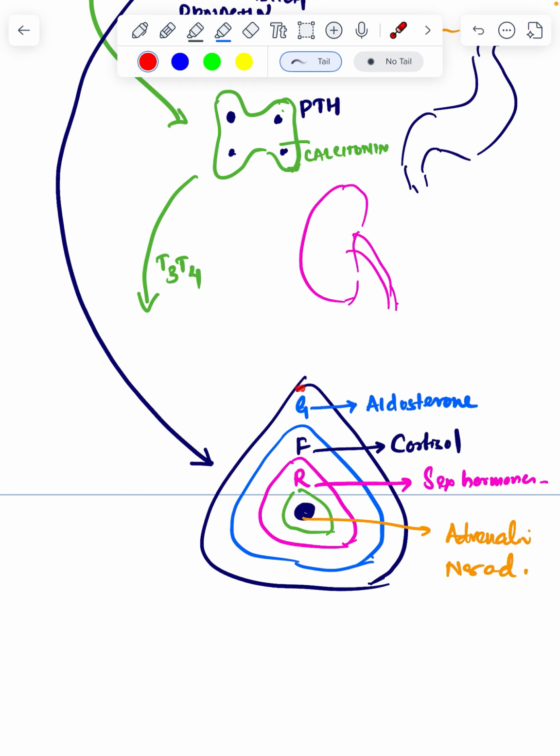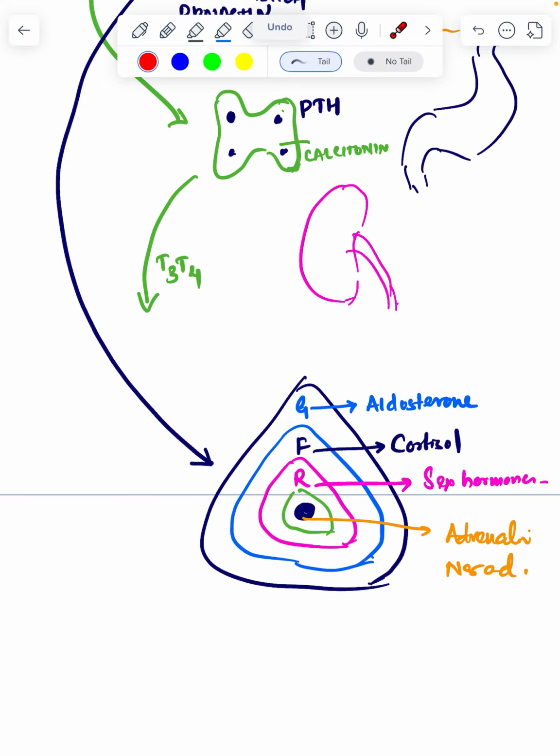This is the adrenal gland. There are two adrenal glands sitting on the top of both kidneys. It has got layers. The outer layer is called the adrenal cortex, which has got three layers. Cortex has got three layers and medulla is in the center. It is also labeled as GFR: glomerulosa, fasciculata, reticularis.